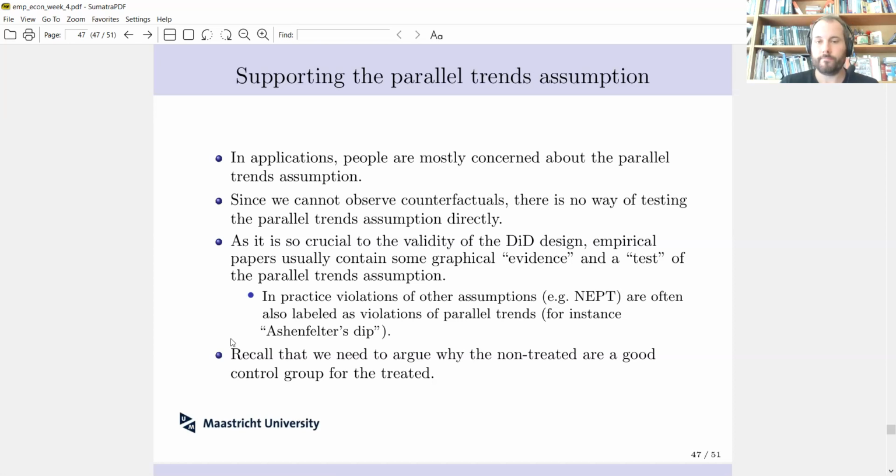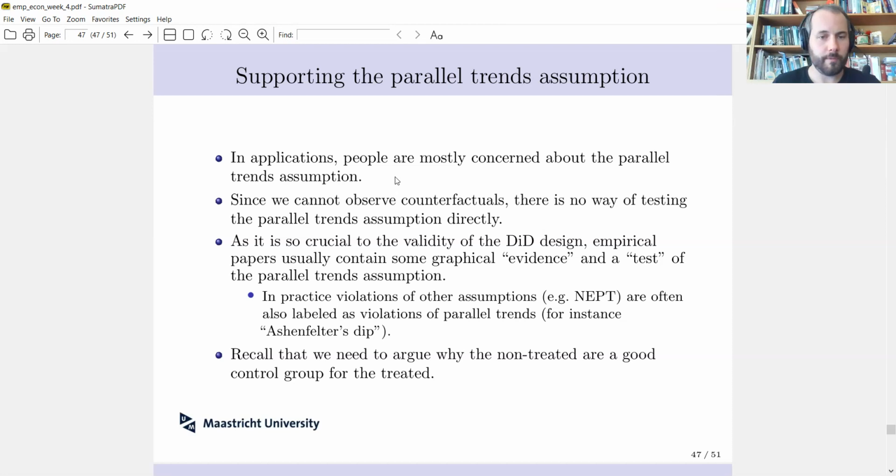When you read a paper, people go crazy about the parallel trends assumption. You need to make sure that the treated group and the non-treated group would have developed in the same way across time, had there not been a treatment. Now, there is no way we can directly observe this. There is no way we can directly test this, because we know that the treatment group will get the treatment after period 0. So what would have happened to them without the treatment, we will never be able to observe. So we can never directly test this assumption.